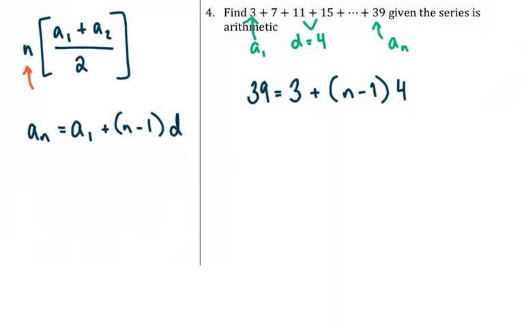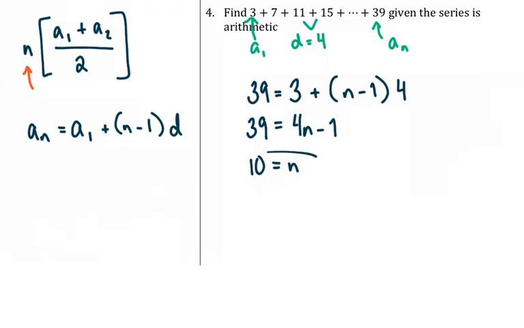So this is how I'm going to solve. I'm going to distribute and simplify, which gives us 3 plus 4n minus 4, which is 4n minus 1 equals 39. Add 1 to both sides, divide, and we see that we have 10 terms. Our n is 10. If you wanted to write out all those terms to see, that would work, but that just takes a lot more time.